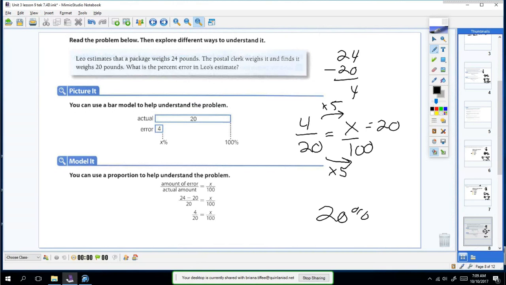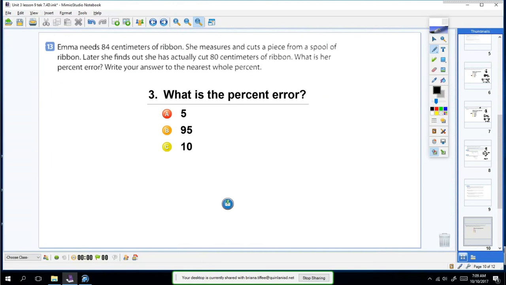So then let's go on and try some more problems. We're going to skip the questions again. Emma needs 84 centimeters of ribbon. She measures and cuts pieces from a spool of ribbon. Later, she found out that she actually cut 80 centimeters of ribbon. What was her percent error? So again, we're going to start off. You're going to figure out the difference, which is 4.